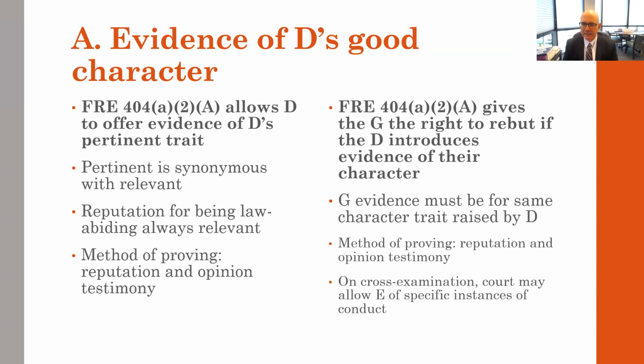The government, however, has to stick to the same character trait. So, for instance, if I present evidence of my client having a character trait for peacefulness, the prosecution can present evidence of my client having a character trait for violence, but not for my client being a drunk, or a liar, and that sort of thing. So it's got to be the same trait. The prosecution has the ability to present reputation or opinion evidence, and on cross-examination, the court may allow the prosecution to talk about specific instances of conduct.